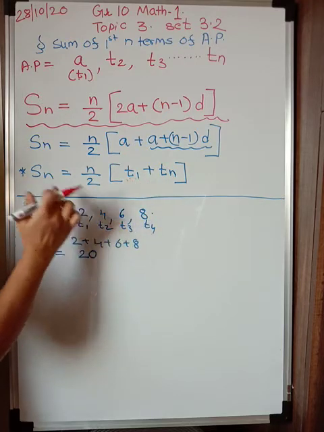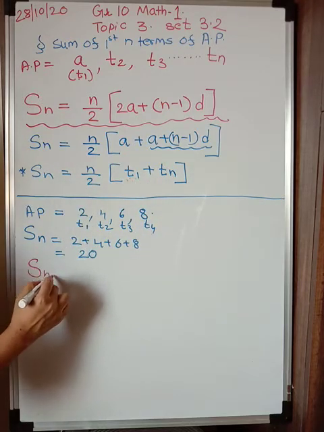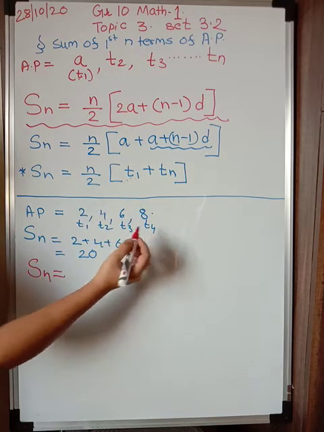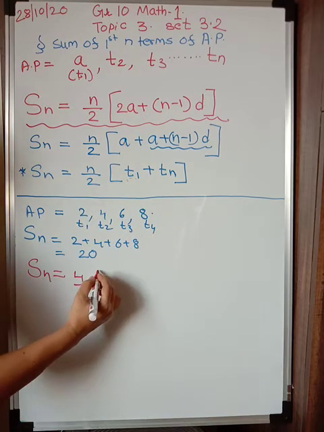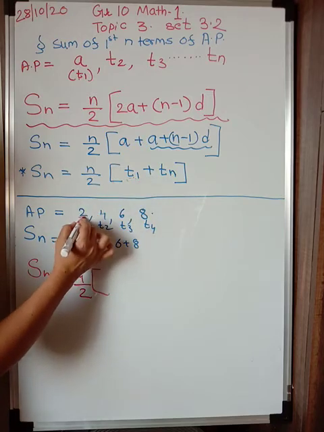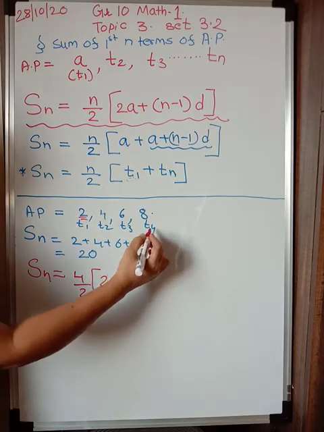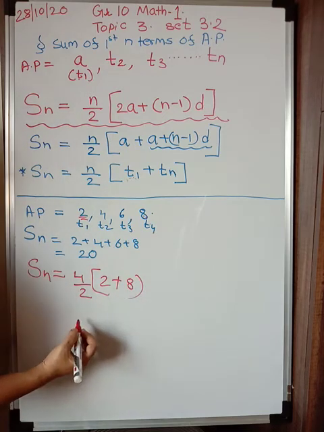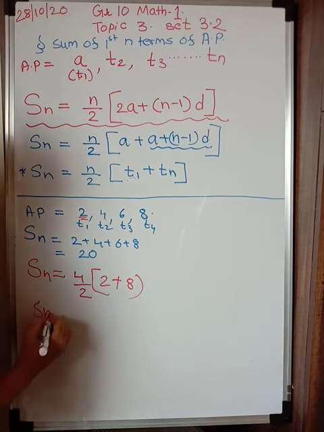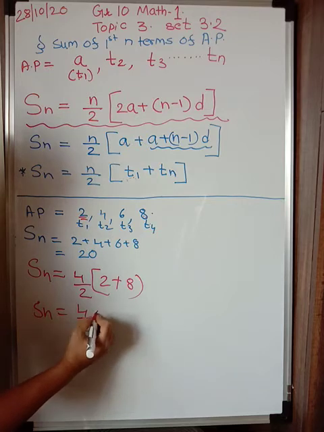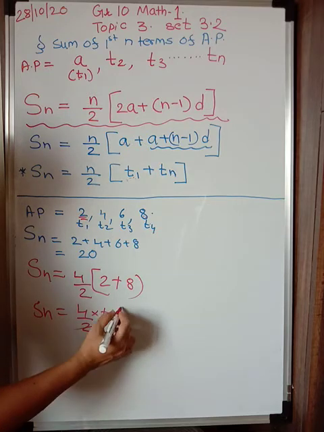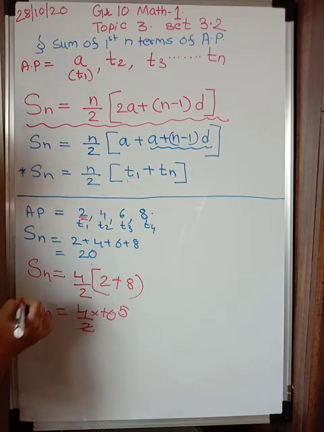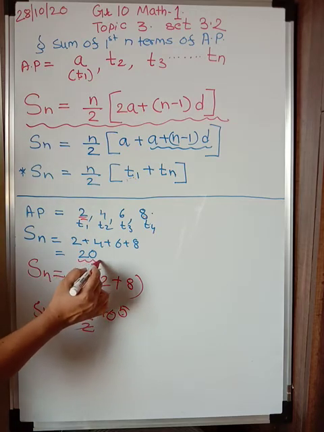Let us try with this formula. See now, Sn will be equal to, n is what here? 4. So 4 upon 2 in bracket, which is the first term? The first term is 2. Plus, which is the last term? Tn is 8. 2 plus 8, 10. So Sn will be equal to 4 upon 2 into 10. See, 2 fives are 10, and 2 into 10 is 20. Got the answer 20 again? Alright.